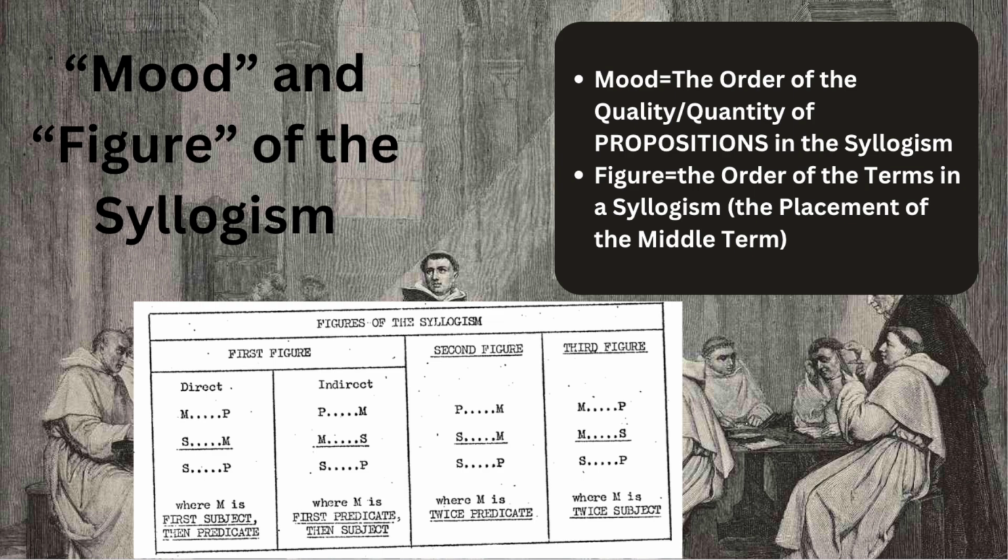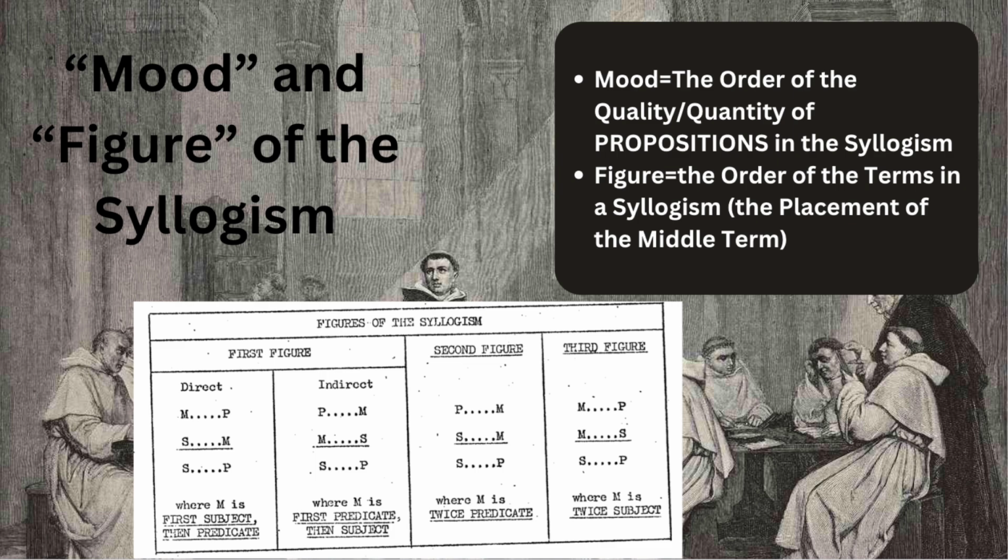First, we have what is called first figure syllogisms. This is the most common type of syllogism out there, where the middle term is the subject in the major premise and the predicate in the minor premise. Thus, in the above example, we have no animal is a plant, every man is an animal, therefore no man is a plant.